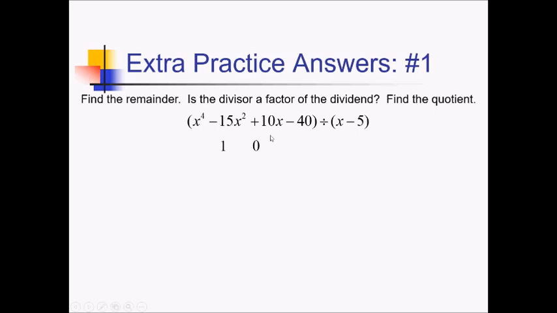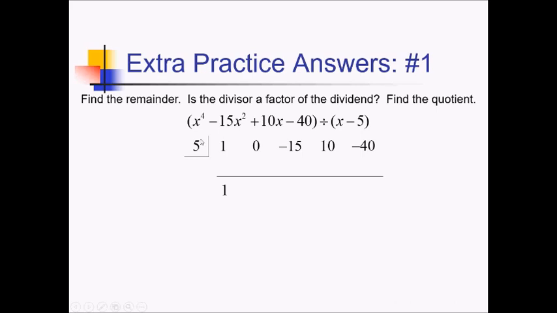Now we have a negative 15 for the x squared, a positive 10 for the x, and negative 40 to represent that constant. We have a box number of 5 because that zeroes out our divisor of x minus 5. We leave some space, write a line, and then we'll start by bringing down that first coefficient of 1.